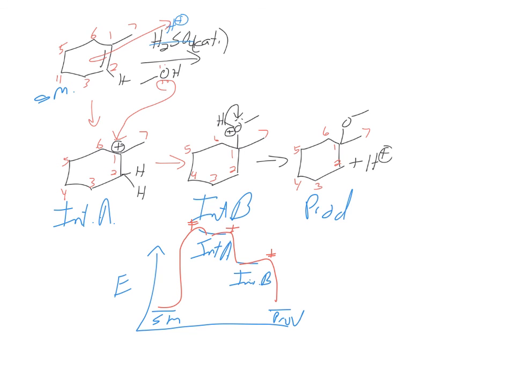So we have 1, 2, 3 arrows, so we should have 1, 2, 3 transition states. We have 2 intermediates. Good. Looks great.